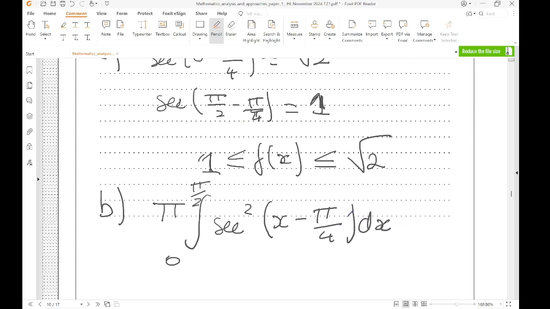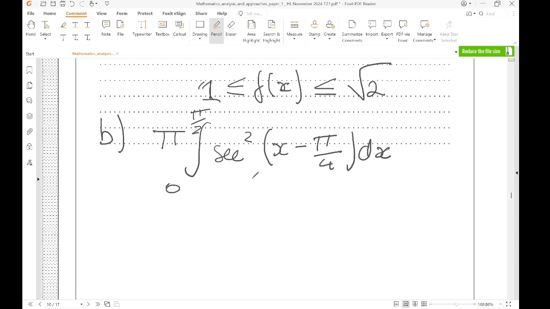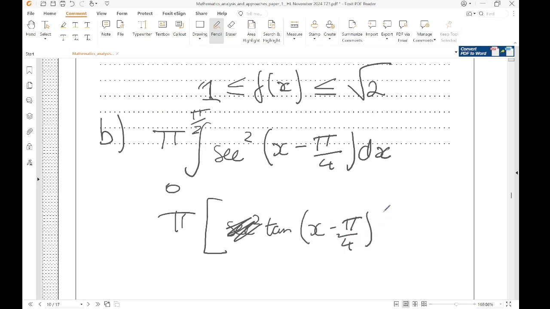Once you integrate this function, you know that secant squared, once integrated, becomes tan. This is something that you need to remember. So pi times tan of (x minus pi over 4), from 0 to pi over 2. I've integrated this function, and I still haven't plugged in the upper and lower bound yet, which I have to do now.